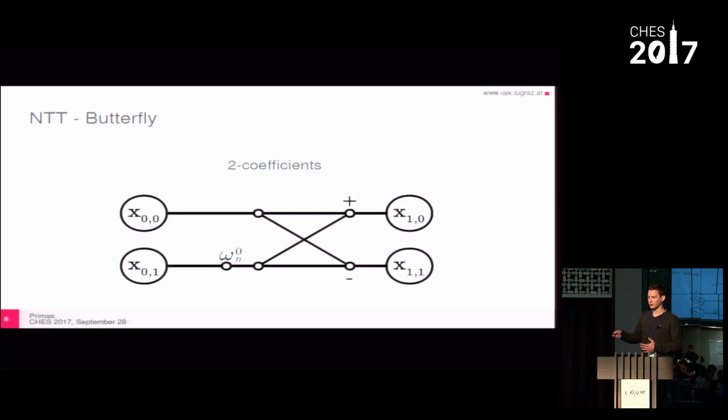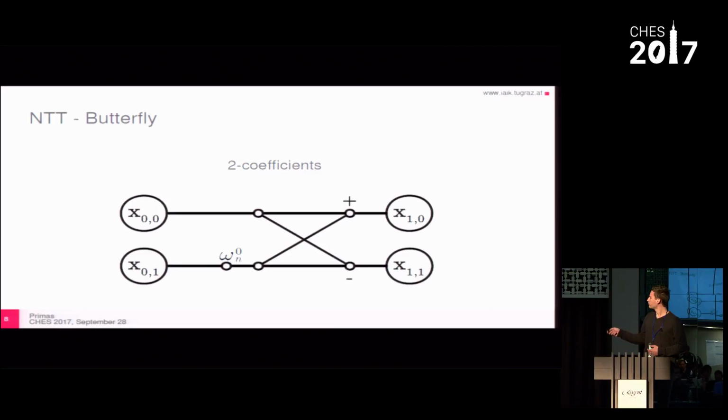So an NTT implementation for a two-coefficient polynomial would look roughly like this. At the input, we have the two coefficients of our polynomial. And then all we need to do is basically a modular multiplication with some known twiddle factor, followed by a modular addition and a modular subtraction. That's basically it. The transformed polynomial is then on the right side.